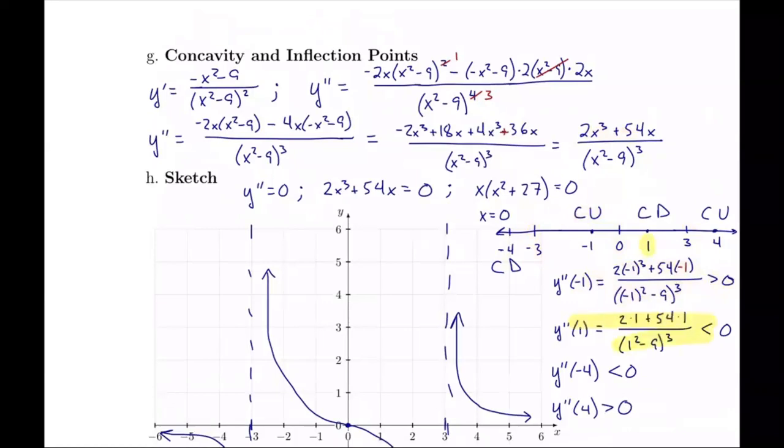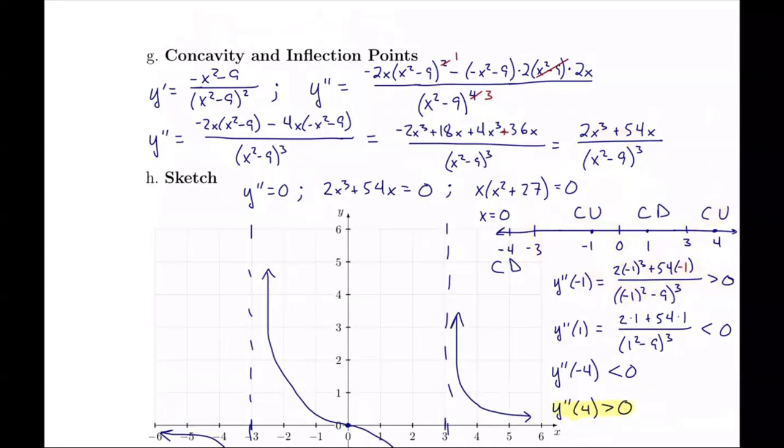Plug in 1, looks like we got something less than 0. Again, you can confirm that on your own, and we get concave down for that. And then lastly, when we plug in y double prime of 4, it looks like the evaluation comes out to greater than 0, so we're concave up.